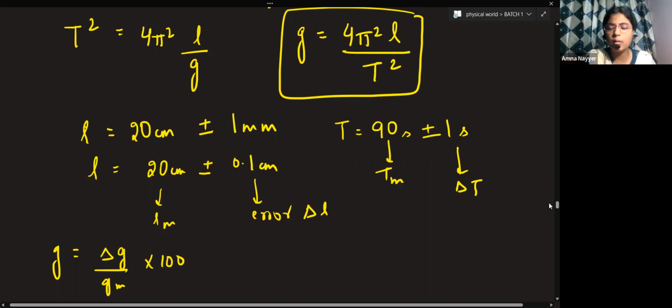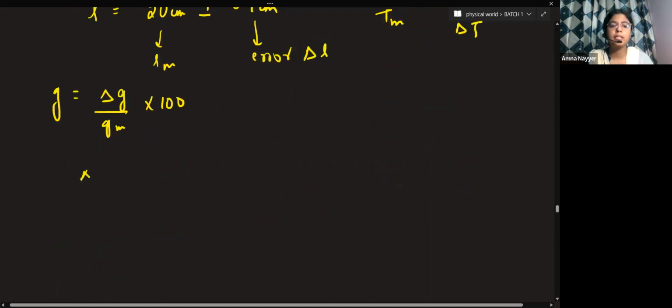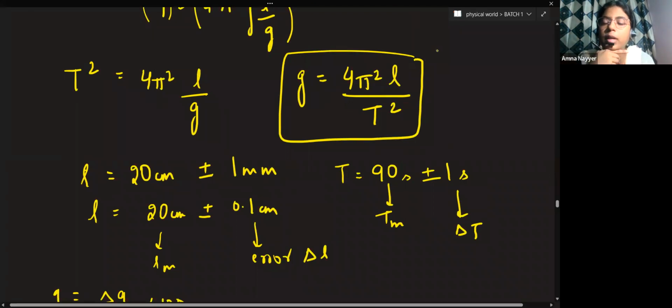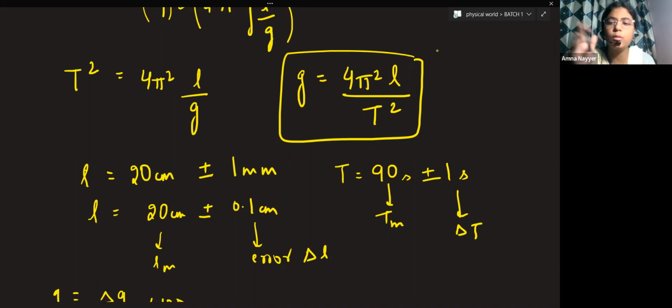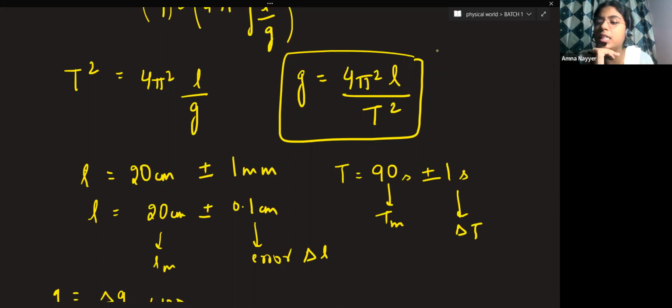So look, how can you calculate this? If I write this in the expanded form, in terms of percentage error, the left hand side can be written as delta g by gm. This is equal to 4. Now 4π² is a constant, so no need to write it. Now how will I write L? The way I have written g as delta g by gm, so L will be what?